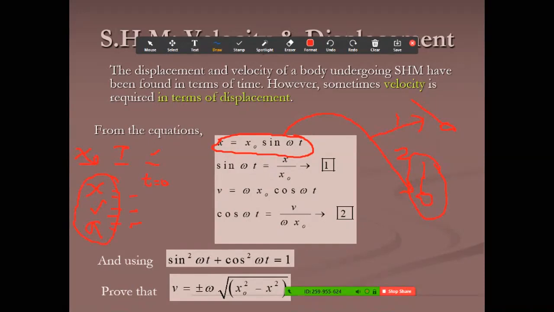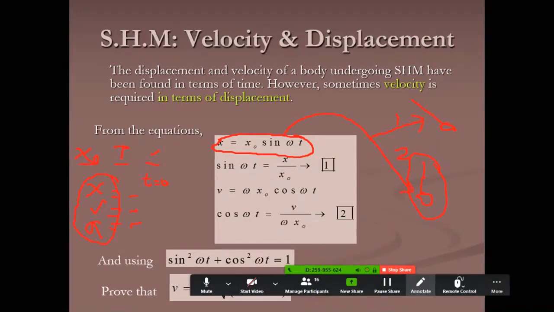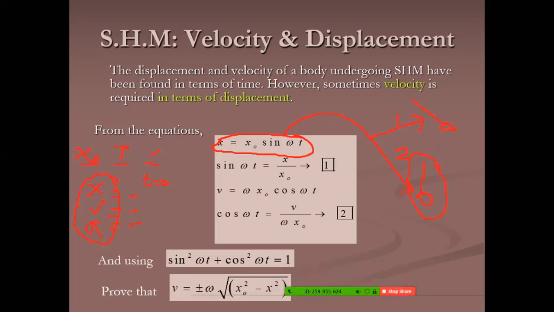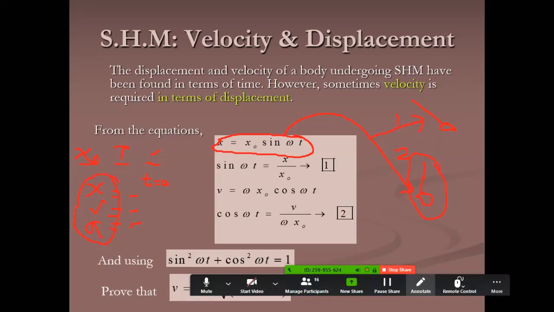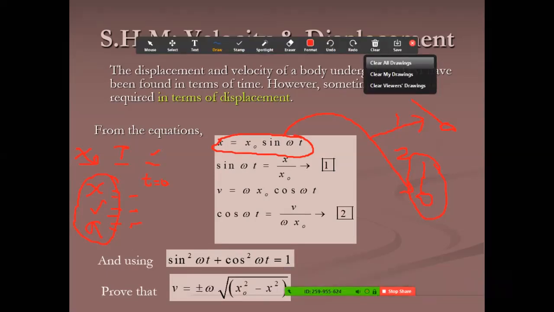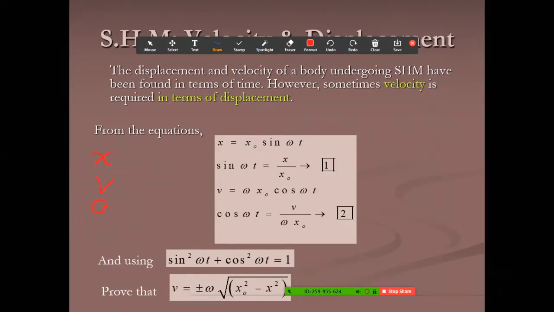Okay, now see this slide. This slide tells us how do you find velocity and acceleration at a given displacement. You see the slide, the displacement and velocity of a body undergoing SHM have been found in terms of time. Time we already know. However, sometimes velocity is required in terms of displacement. They want it in terms of displacement.